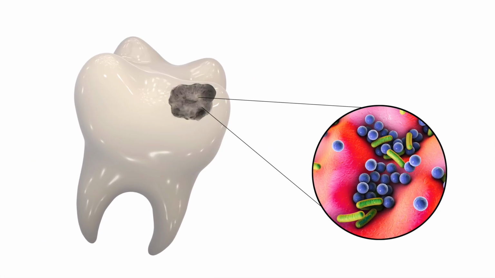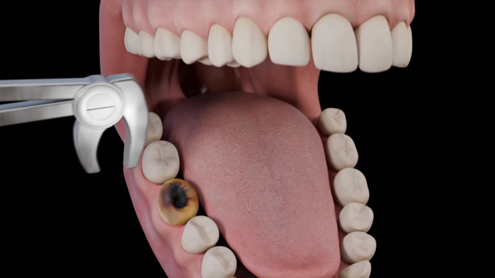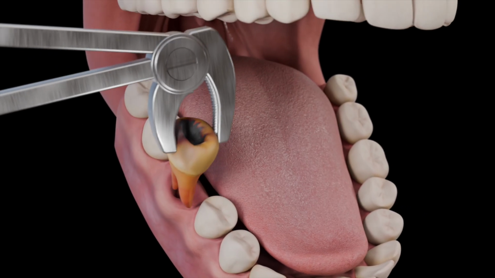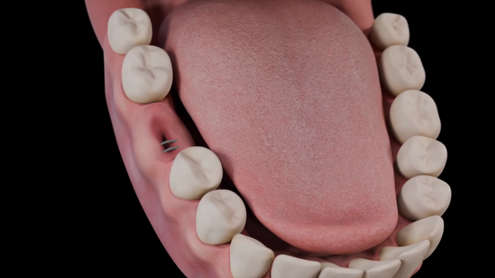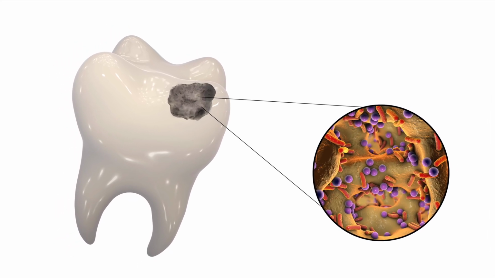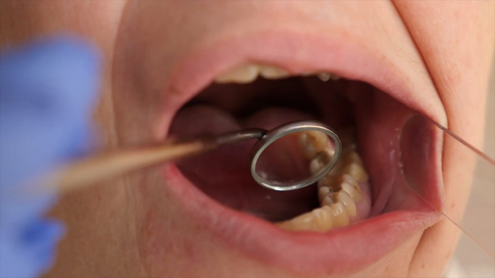Bacteria number 2, Fusobacterium nucleatum. It forms colonies in decayed tooth tissue and releases sulfur compounds that smell like decay. Bacteria number 3, Prevotella intermedia. This one breaks down proteins and creates a putrid, rotting odor.